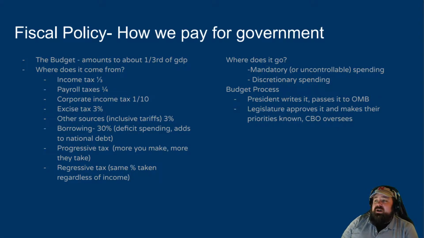And the budget process, like we already said: the president writes it and passes it on to the Office of Management and Budget. Then the legislature approves that budget, and that's where they tinker with the discretionary spending portion and let their priorities be known. And the CBO, the Congressional Budget Office, oversees the entire fiscal policy process.